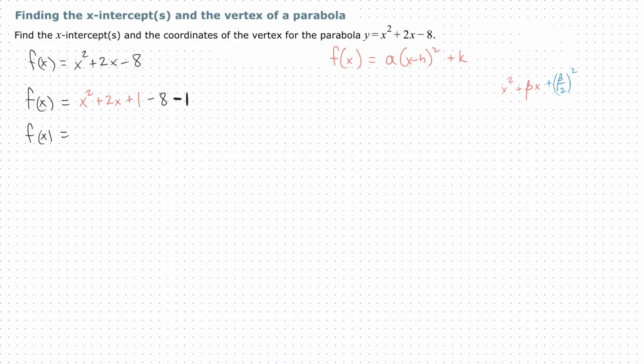We're going to factor now. Factor the perfect square trinomial. You get x plus 1 quantity squared, and then minus 9. Now we can read the vertex. The vertex is the ordered pair -1, comma, -9.